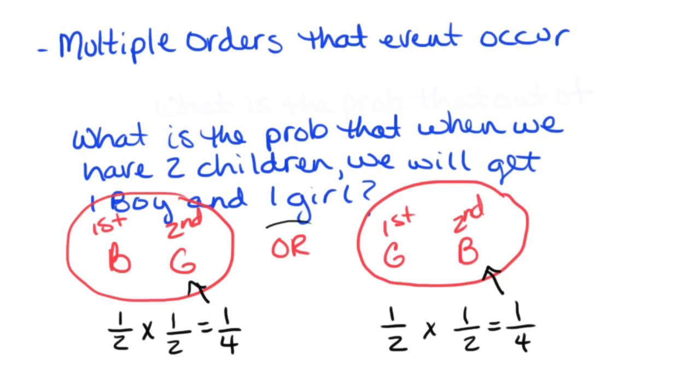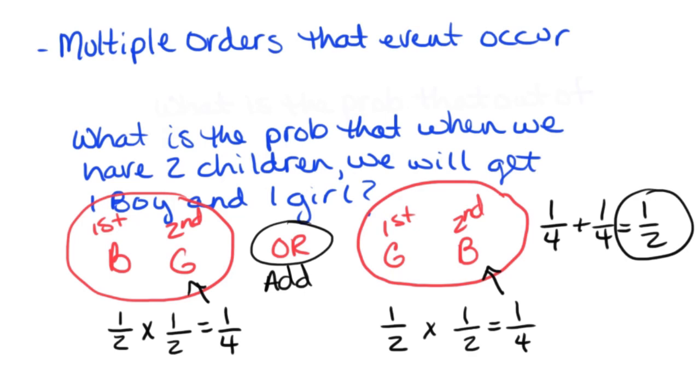Well, if we're using the OR rule, which is the addition rule or the adding rule, what we're going to do is add those two together. So I'm going to take my 1/4 plus 1/4, and when I add those together, I do get an overall probability of 1/2. So what that's telling me is that when I have two children, if I don't really care about the order of the boy and the girl, I have a 1/2 probability or a 50% probability that I'm going to get one that's a boy and one that's a girl. So that's a non-genetic scenario.